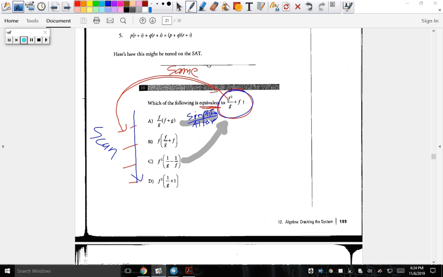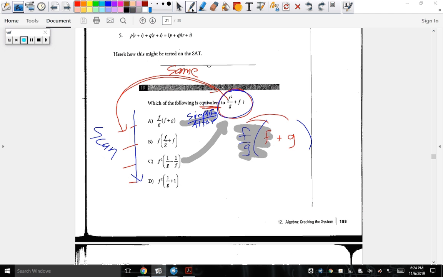A. So if we started with A, here we go. F of G is going to be distributed, because it's being multiplied with parentheses, with F plus G. That means these will be multiplied first. Oops, I like that.